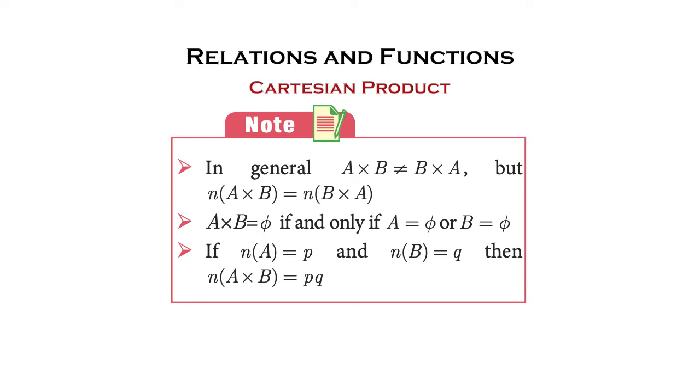The next important point is A cross B is equal to the null set if and only if A is equal to the null set or B is equal to the null set.